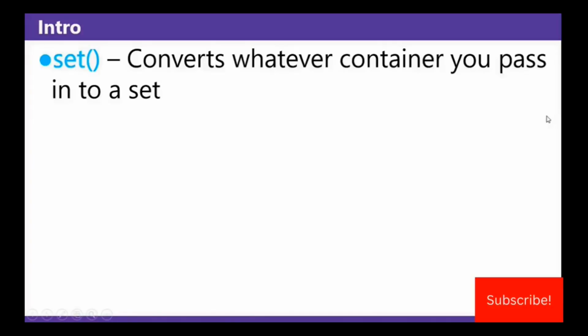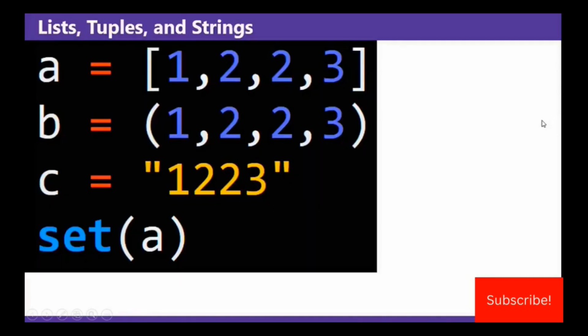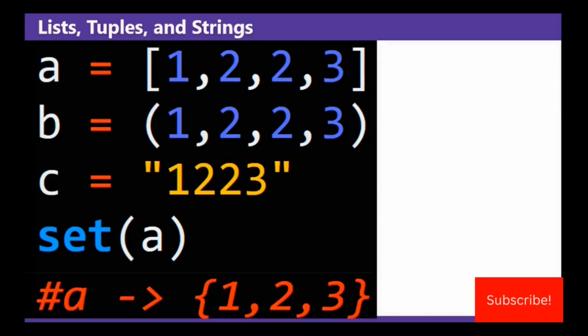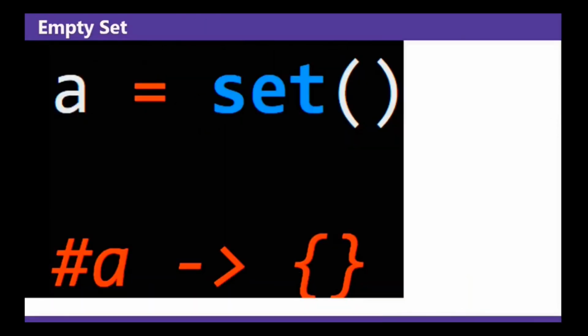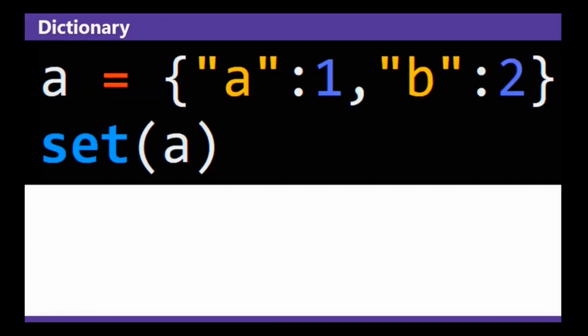The set function in Python converts whatever container you pass into a set. Lists, tuples, and strings all work similarly when passed into the set function. It removes duplicates, but other than that, it has every item from the original structure in it. If you pass in nothing to the set function, you get an empty set. This is the only way to get an empty set because empty curly braces will give you an empty dictionary. Finally, passing in a dictionary makes a set of keys.